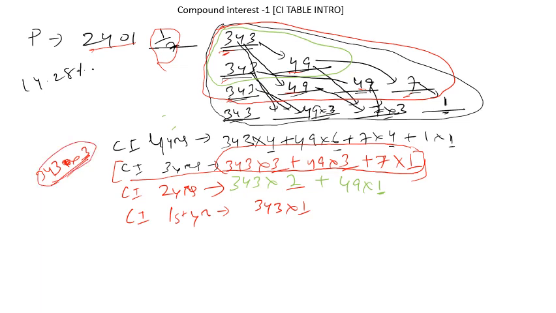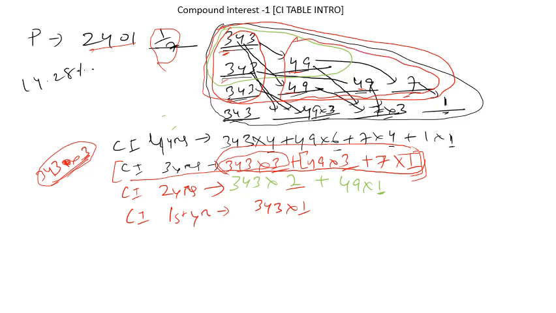The difference is what? The difference is only this part, isn't it? This part is basically the simple interest, 343 into 3. This part is simple interest, and this is the compound interest. So the difference is only 49 into 3 plus 7 into 1, means this part for 3 years is your simple interest component, and this whole part is your compound interest component. So the difference will be only this part, right? So that's what I have done.